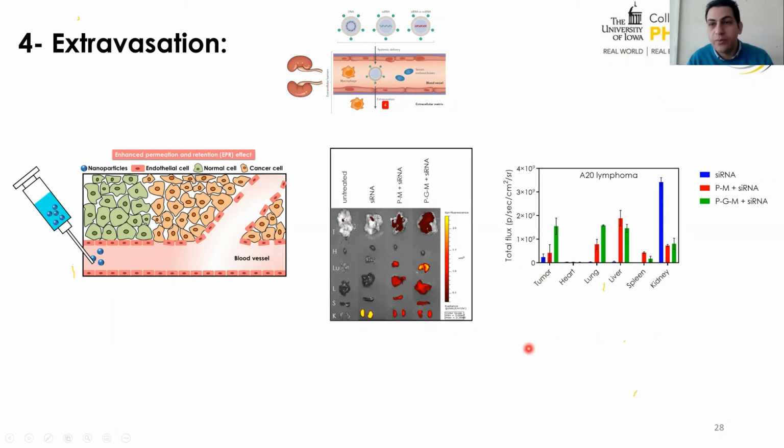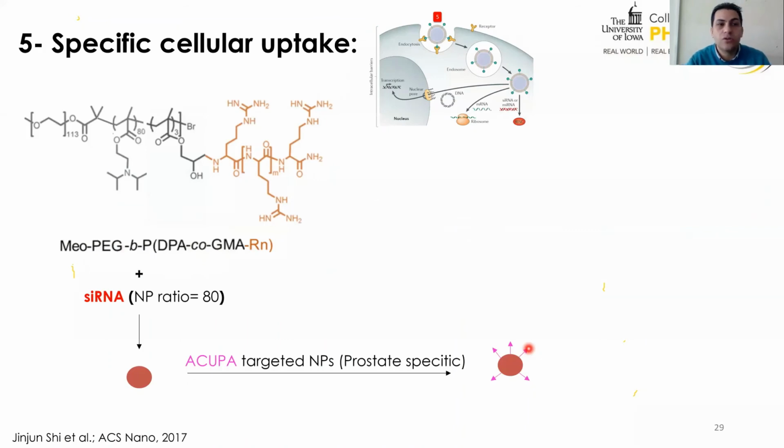So now we were able to overcome the four barriers that represent the extracellular barriers. And now we have to go to the intracellular barriers. The first of the intracellular barriers is specific cellular uptake. This group designed a cationic polymer, as you can see here, and then they complexed it with siRNA at an N/P ratio of 80.